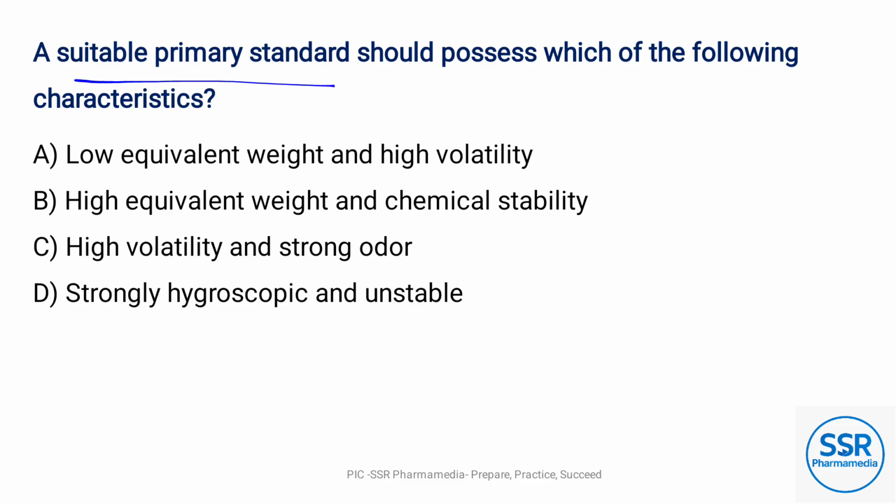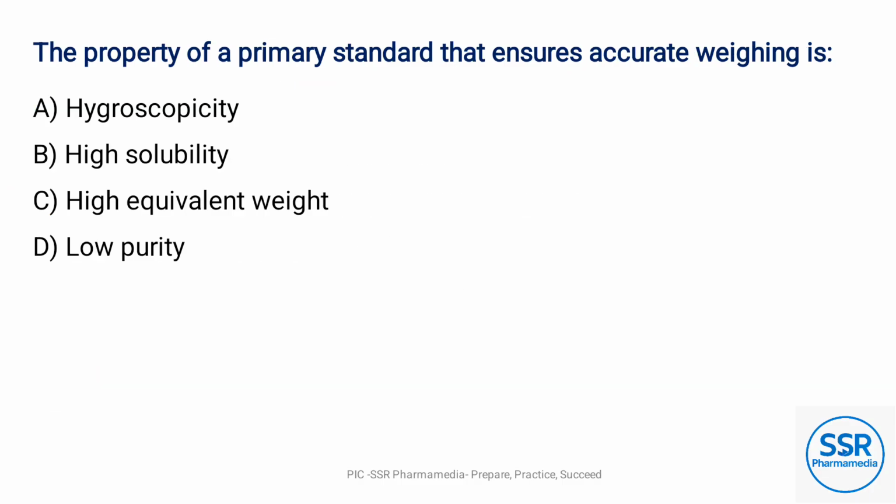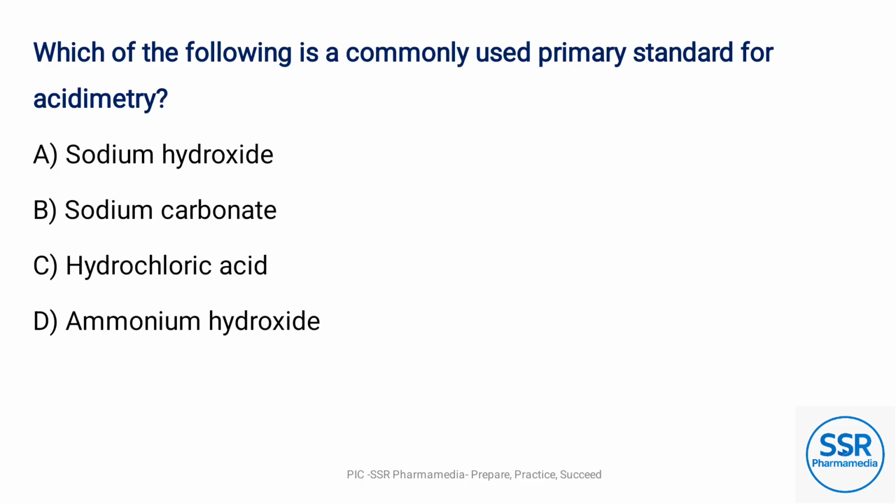A suitable primary standard should possess which of the following characteristics? So the answer is option B: high equivalent weight and chemical stability. The property of primary standard that ensures accurate weighing is option C: high equivalent weight, so it reduces errors in mass measurement and improves precision in titration.